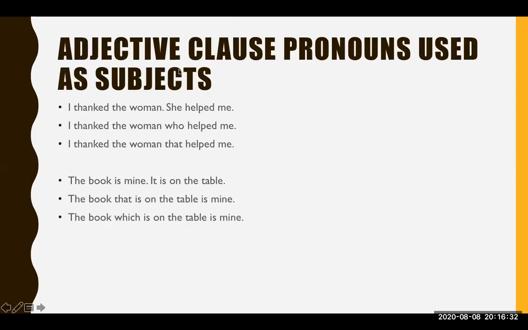Okay, we move on. So when we talk about adjective clause pronouns used as subjects, we start with who, which, and that. Look at these examples. The first sentence, "I thanked the woman, she helped me," is a correct sentence. Actually, it's two simple sentences.